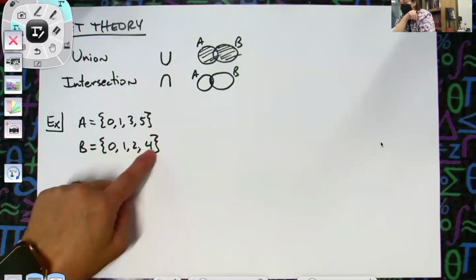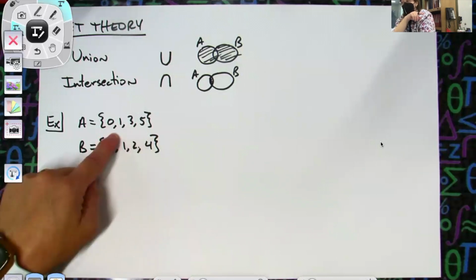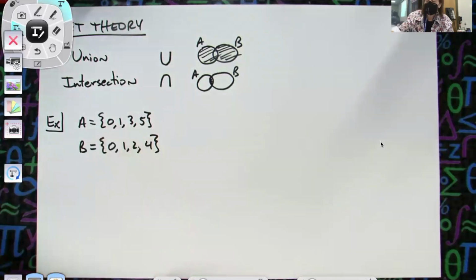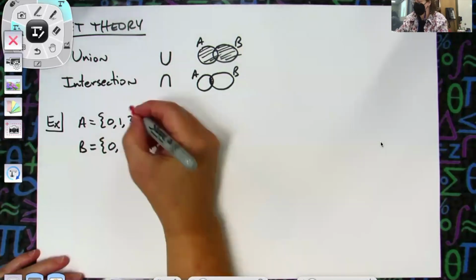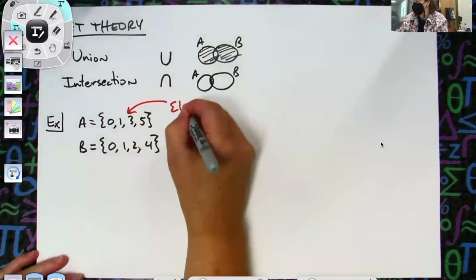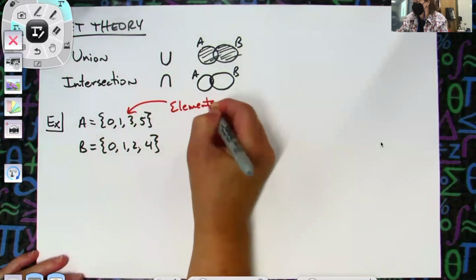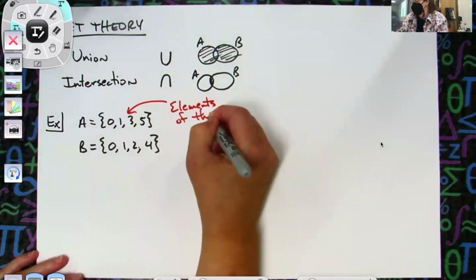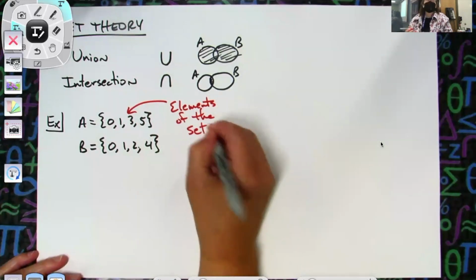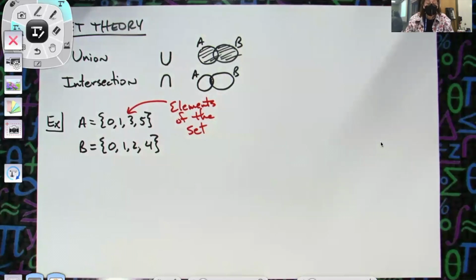All right, what's inside here are called the elements of the set. So those are the elements of the set. That's going a little bit farther into what this section does, but they're the elements of the set.